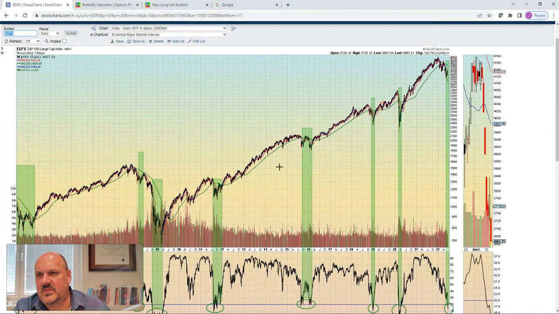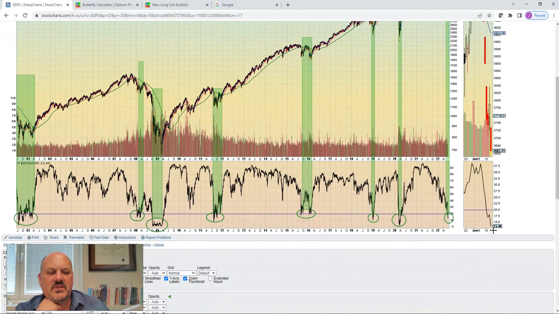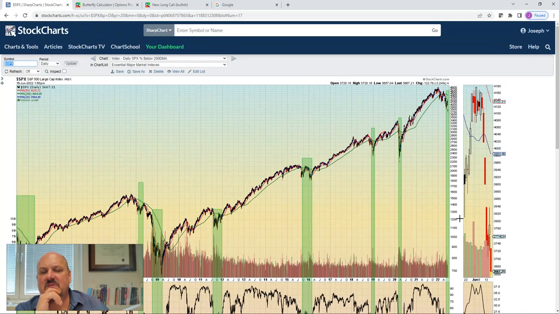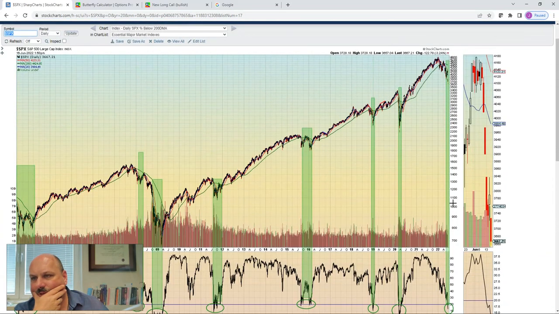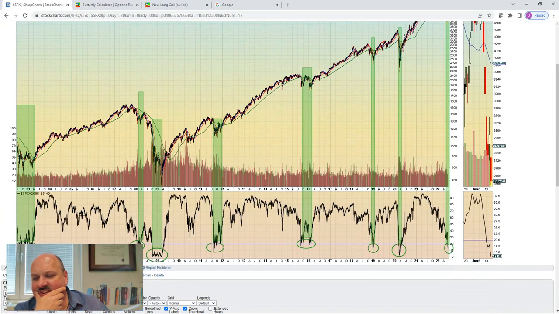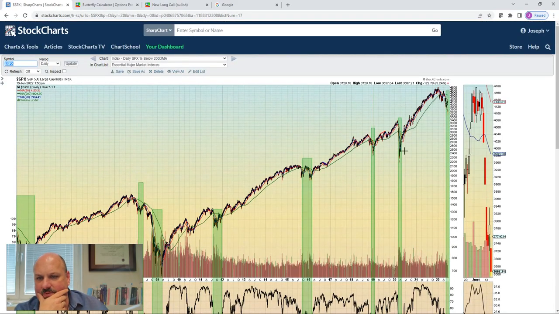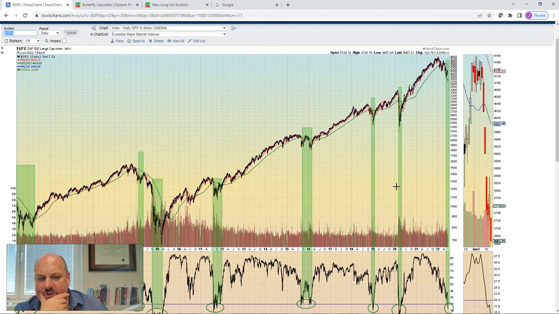This is another one. This is the percent of the companies in the S&P 500 that are trading above their 200-day moving average. You can see we're sitting at 13.4% of the companies in the S&P 500 above their 200-day moving average. Every time this number drops below the 20% range, highlighted by these green areas, it usually represents a pretty good buying opportunity, and that's where we are now.